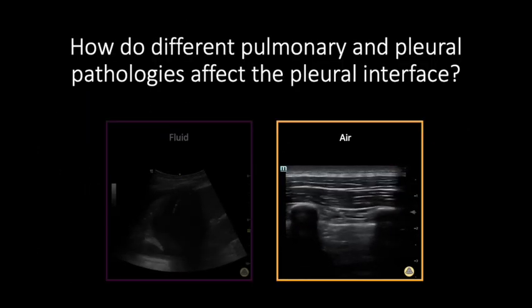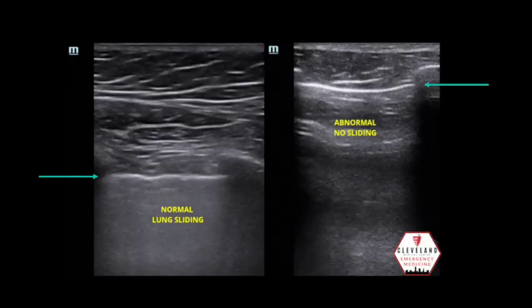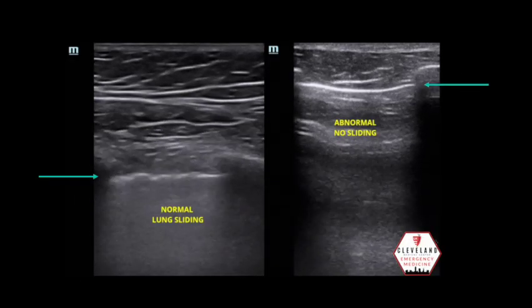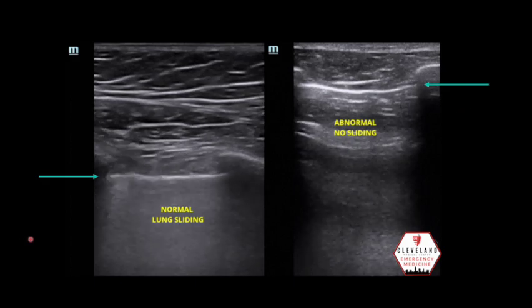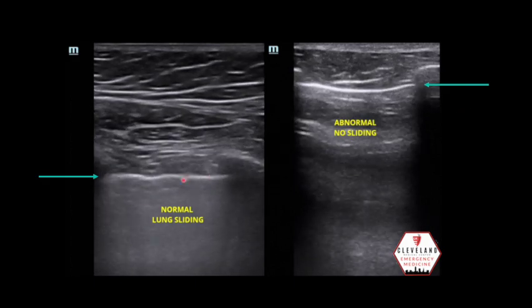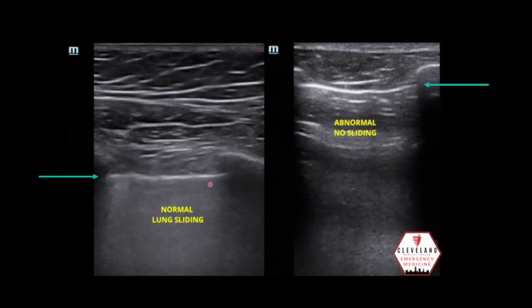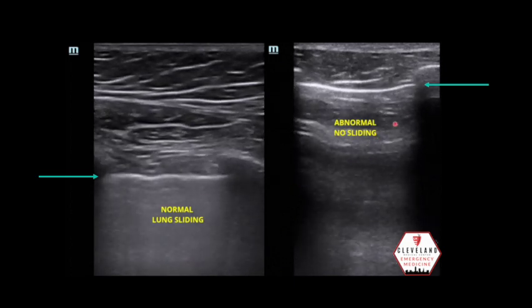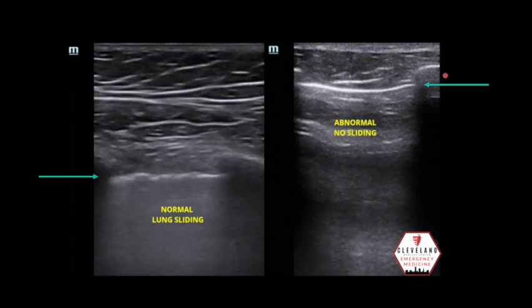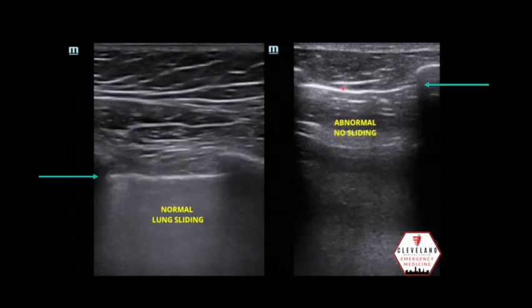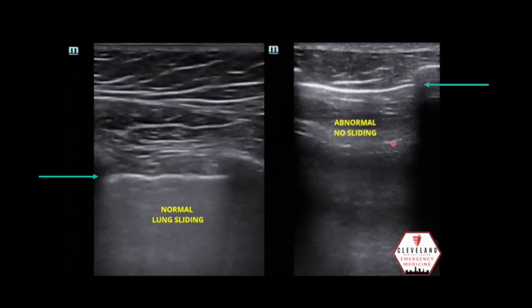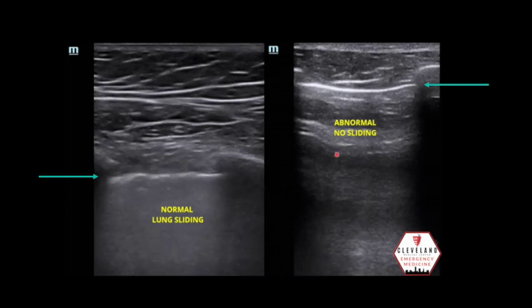So we've talked about fluid. Let's now look at air and see how air collection in the pleural space, or a pneumothorax, affects what we see on ultrasound. So let's go back to this image that I showed you earlier. So here we see normal lung sliding on the left. We see our rib, another rib here, the pleural line, and this shimmer underneath. In this image on the right, however, we still see ribs, we still see a pleural line, we even see some A lines, but we don't see that same shimmer.